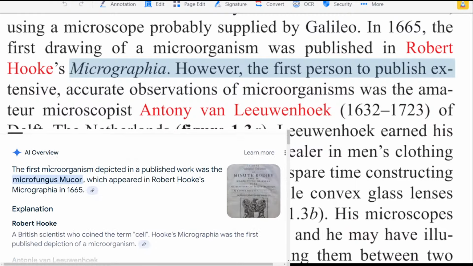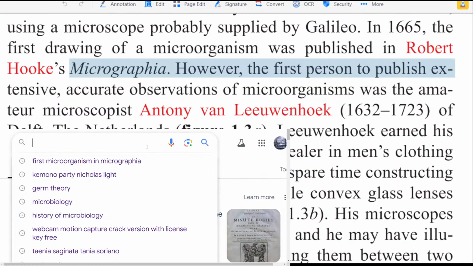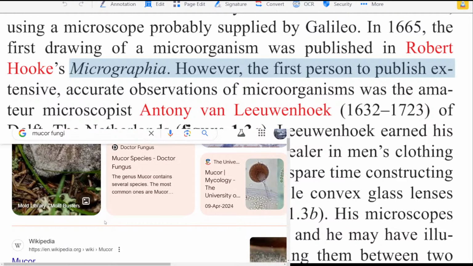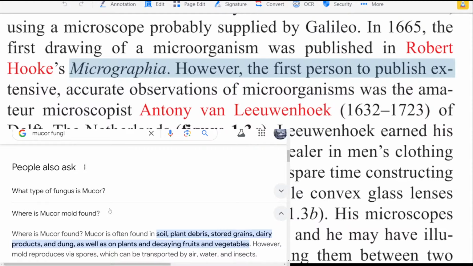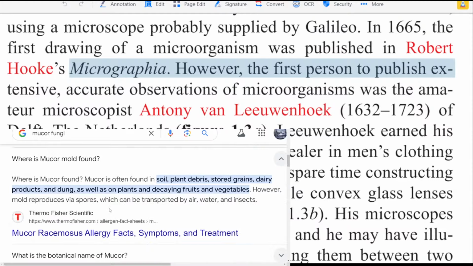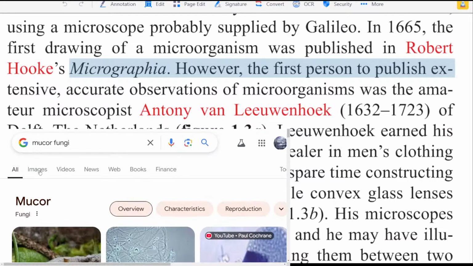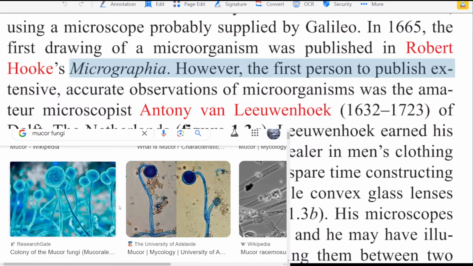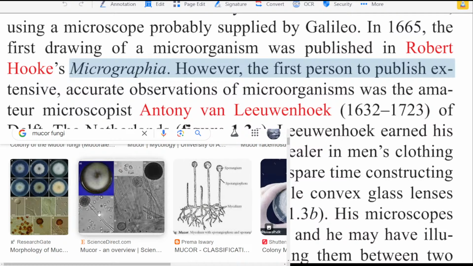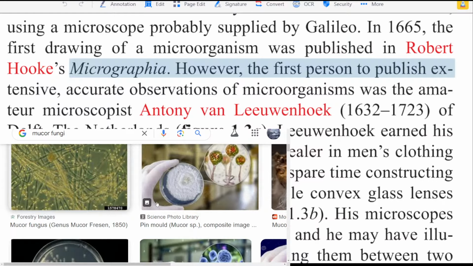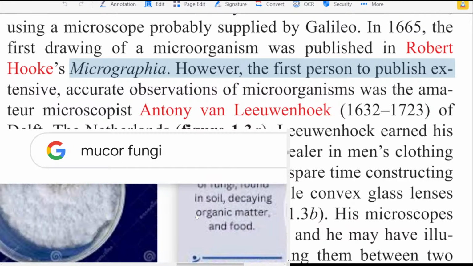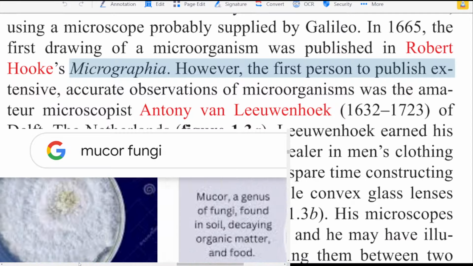The first microorganism depicted in the published work was the microfungus Mucor, which appeared in Micrographia. Are we familiar with the Mucor? Where does it grow actually? I'm sure we would know. Okay, soil, plant debris, stored grains. Okay, guys, you have seen it. I'm telling you, you have seen it. These whitish things, I'm sure you have seen it on your food or trees, or on things that time has passed on. So it was this, and look at this, how beautiful it looks, even though it would be so dangerous. Where is it? Here. Look at it, so white. Okay, so the first one was this.